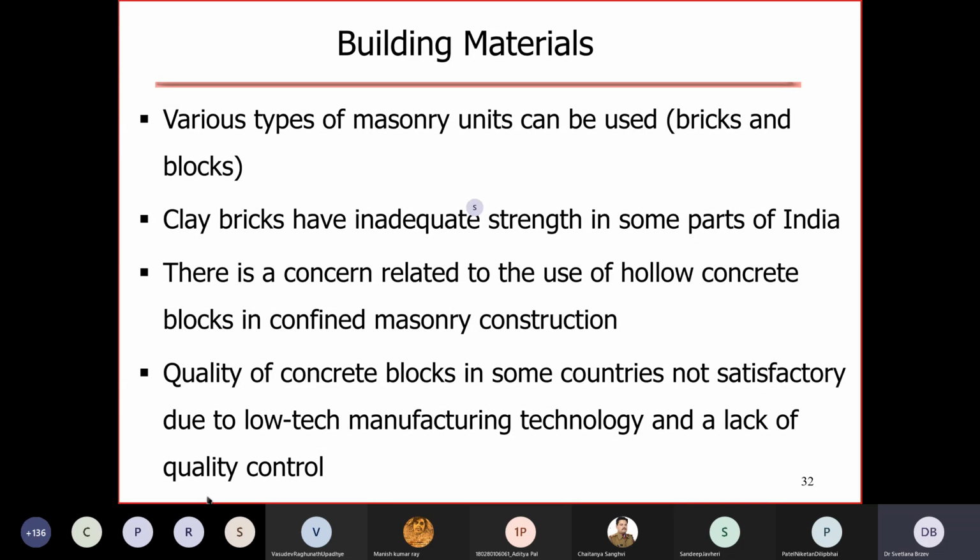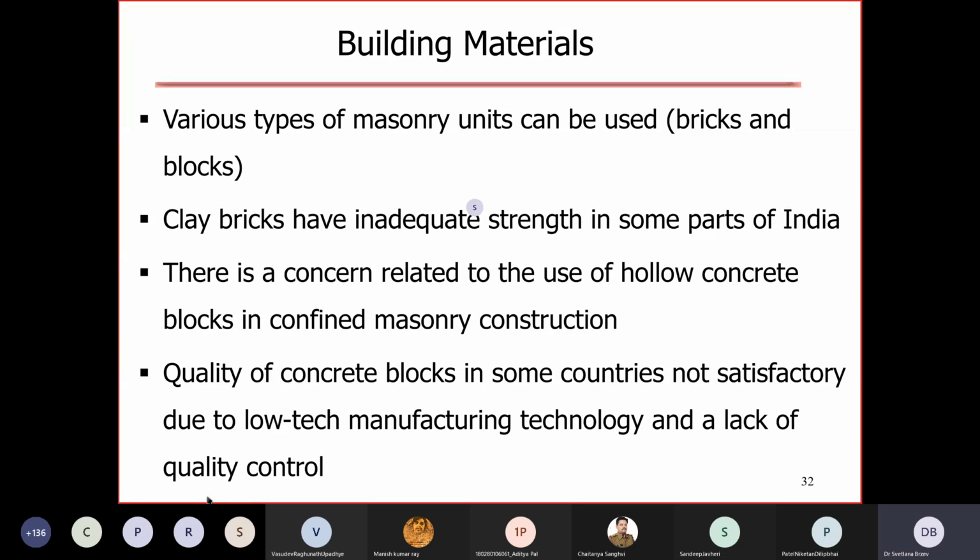It is a fact that clay bricks may have very low strength in some parts of India. For that reason, for example, at IIT Gandhinagar campus, fly ash bricks were used. So there is always an alternative.